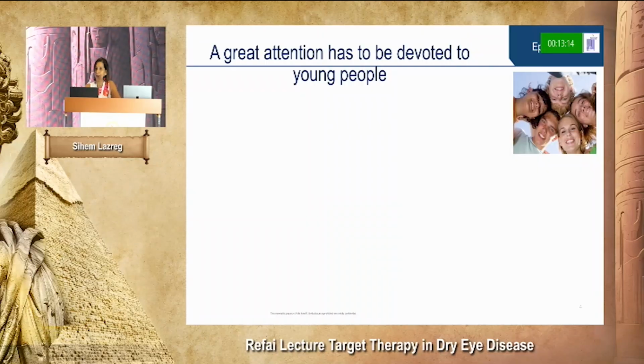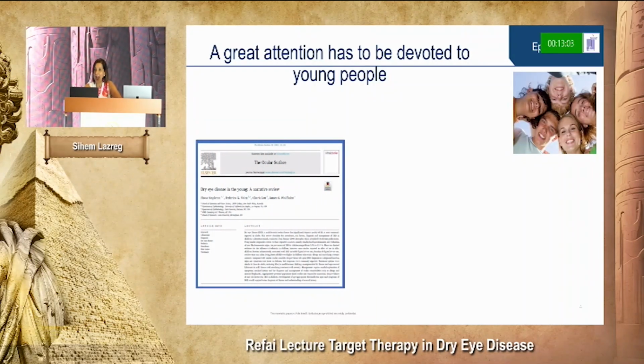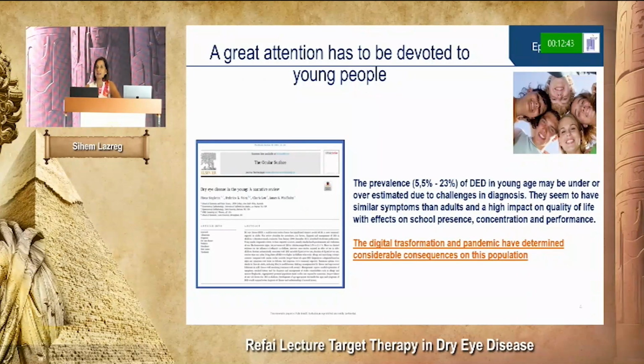What is also underestimated and underdiagnosed is dry eye disease in young patients and in children. It exists. Dry eye disease is not only an old person's disease. Last year at the European Dry Eye Society, we had a session on ocular surface and dry eye in the pediatric population. With screens and many pathologies, we have more and more dry eye disease in the pediatric population. The prevalence is between 5 and 23% in the young, those less than 40 years old, but we need more studies.